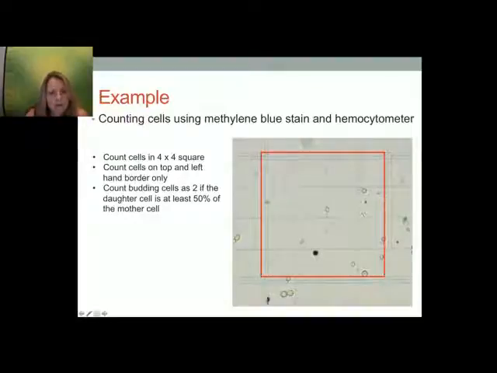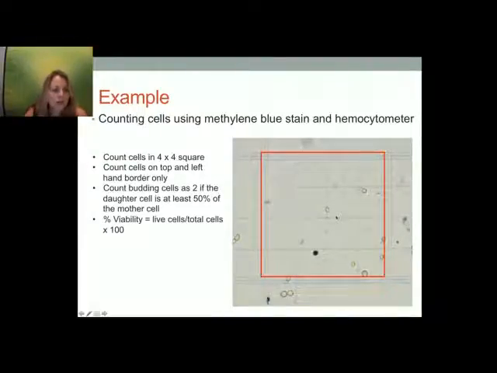In addition, you have to take into consideration the effect of budding cells. So in this example, we have quite a few cells that are budding, and you can see that the bud in this example is more than 50% of the mother cell. In this case, we would count this as 2 cells instead of 1. If you look at this cell right here, it has a very tiny little bud right there. That bud is less than 50% of the mother cell. Therefore, we would count this as 1 cell.